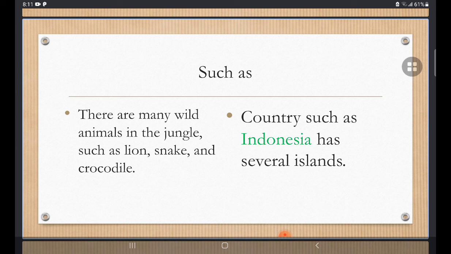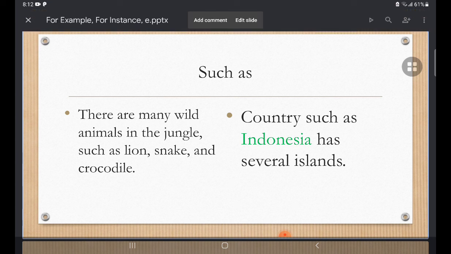Such as also has essentially the same meaning even though the pattern varies. For example, we can see page number 143, activity 4: I prefer to wear casual clothes such as jeans and sweatshirt. So it makes clear that the difference between "such as", "for example", "for instance", and e.g. is in the style of the sentences. If you want to use e.g., you have to make it formal writing.